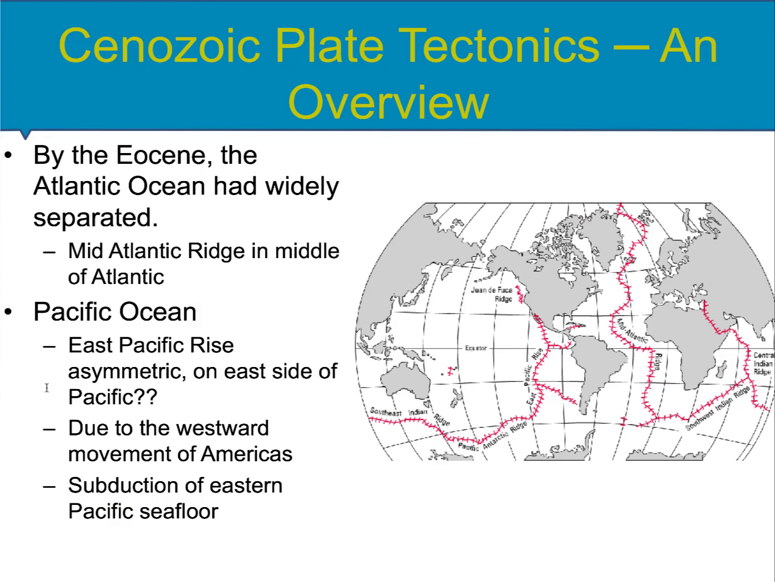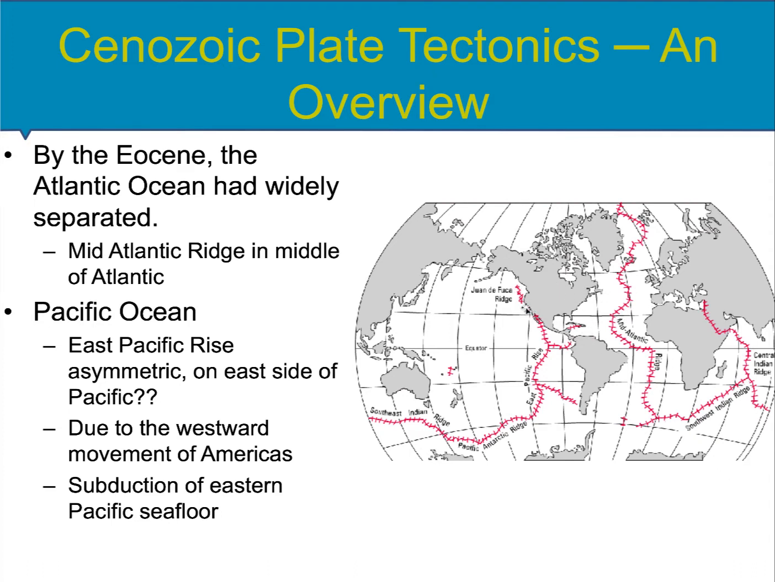Other things that are going on by this Eocene time, we see that the Atlantic Ocean has widely separated. And we do have a mid-Atlantic ridge that develops, and it's very symmetrical right in the middle because Pangaea is broken up. Africa and Europe are moving eastward, North America and South America are moving westward.